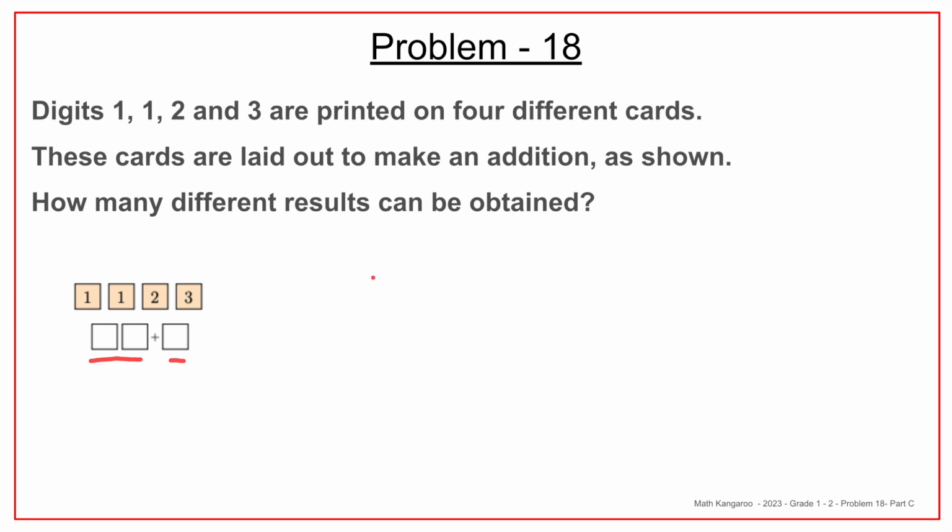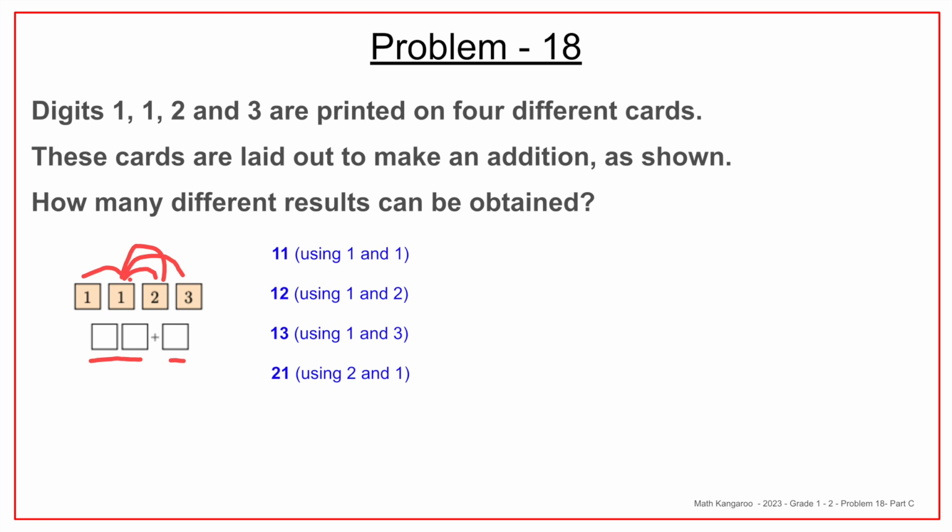We will create first 11 using 1 and 1. We will create 1 and 2, 12, 1 and 3, 13. We'll create now 2 and 1, 21. We will create 2 and 3, 23. And we will also create 3 and 1, 31. So these are the possible combinations of two-digit numbers.